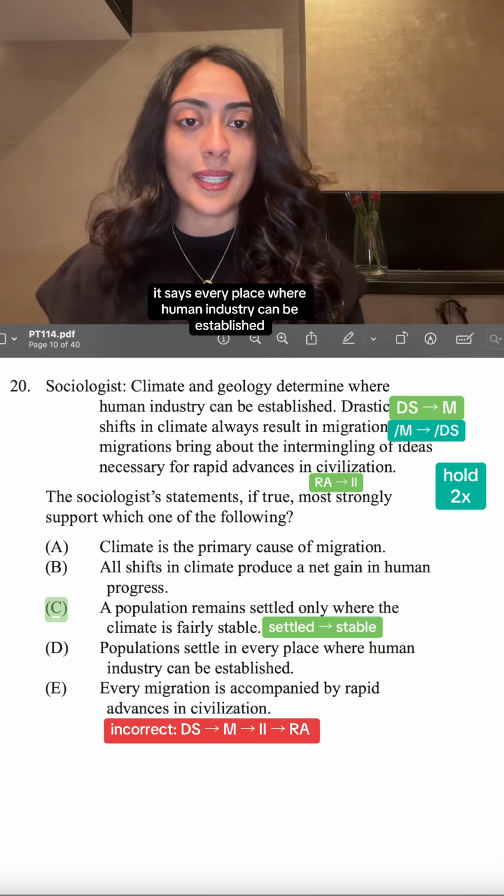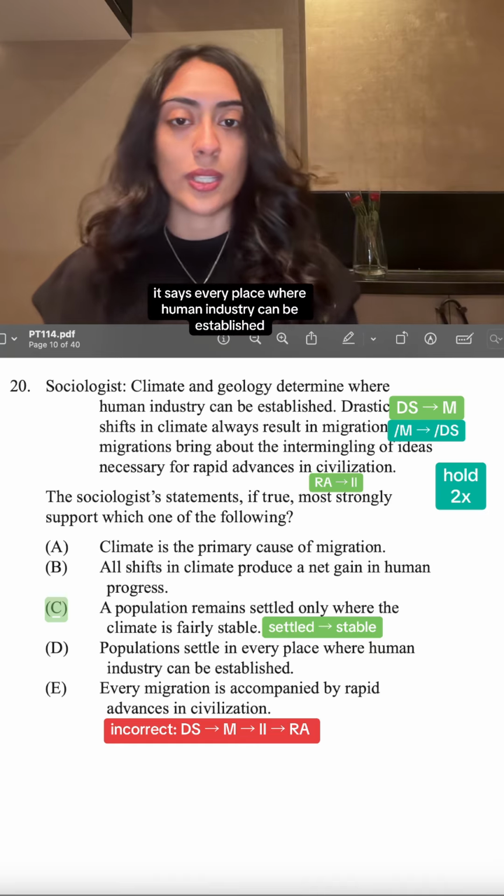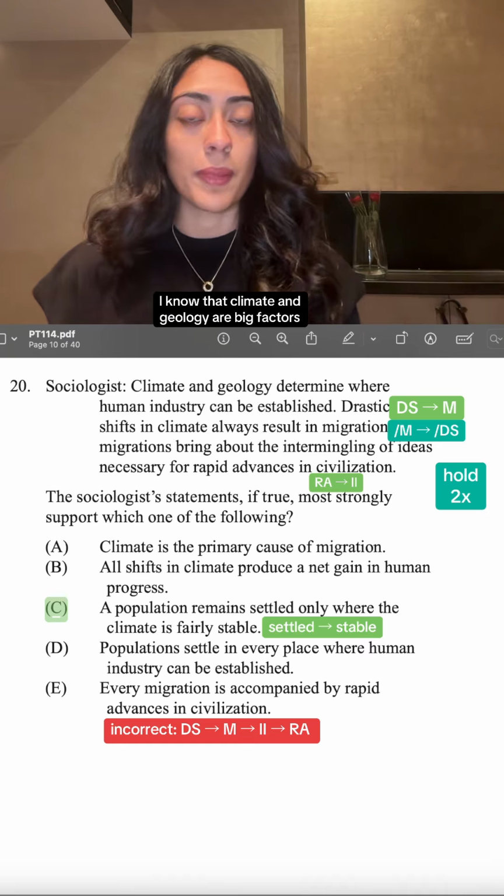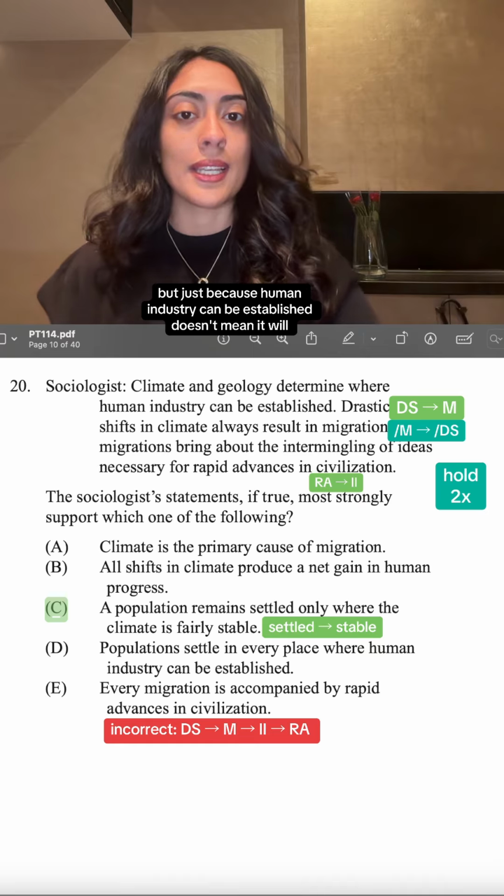Same with D, right? It says every place where human industry can be established, that's where populations will settle. I know that climate and geology are big factors, but just because human industry can be established doesn't mean it will.